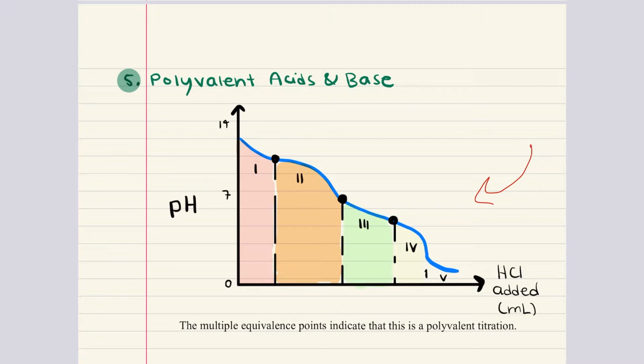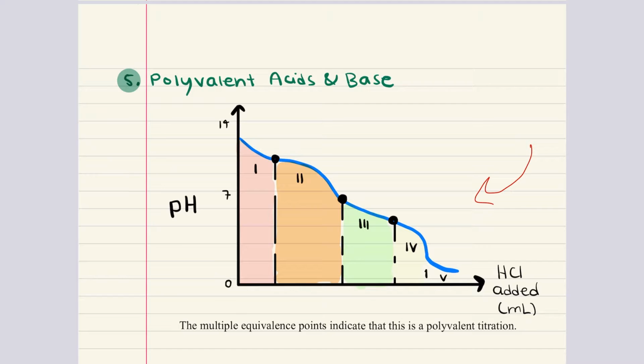This results in distinct stages on the pH curve, with each stage representing a different ionization step. For each proton that can be donated or accepted, in the case of bases, there will be a buffer region on the titration curve. In these buffer regions, the pH will change relatively slowly with the addition of titrant because of the presence of a weak acid and its conjugate base, or vice versa.